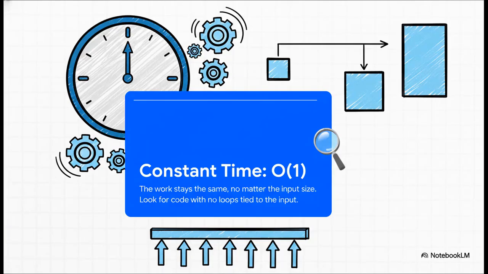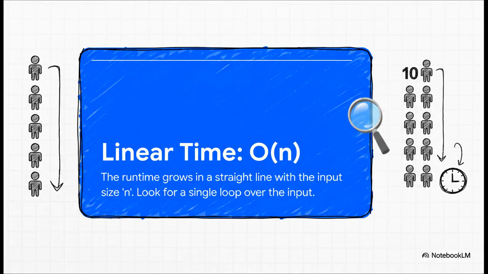First up, the absolute fastest you can get. It's called constant time, or big O of 1. This is for code that takes the same amount of time no matter what. Whether you give it one thing or a billion things, it's just as fast. Think simple math or assigning a variable. It just runs. It doesn't grow. Next up is probably the most common one you'll see, linear time, or big O of n. This is where the runtime grows in a nice, predictable, straight line with your input. Got a single loop going through a list of n items? That's probably O of n. Double the items, and you pretty much double the time.